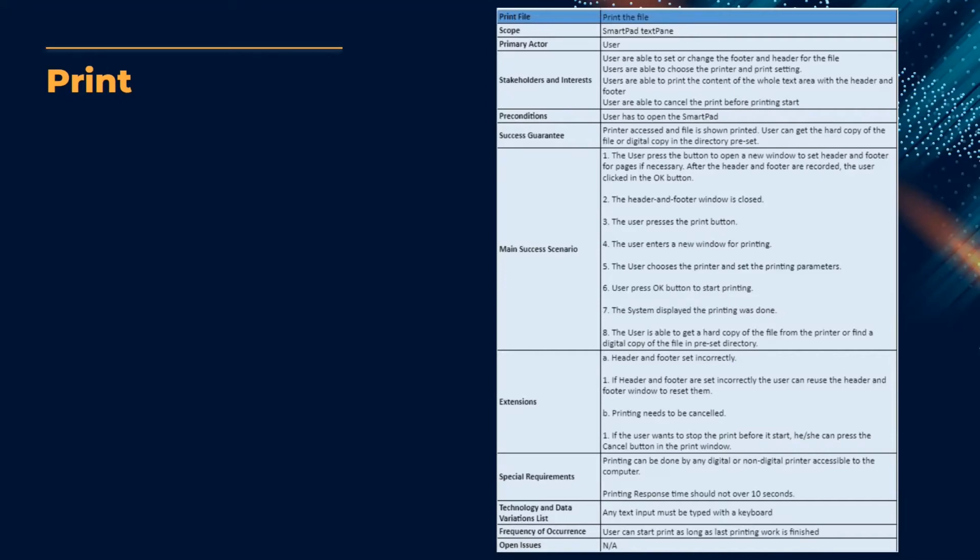The users need to enter the new window for printing settings. He will choose the printer and set the printing parameters. When he or she presses the OK button to start the print, the system will display that the printing was done, and the user is able to get either a hard copy of the file from the printer or find a digital copy like the PDF in the preset directory.